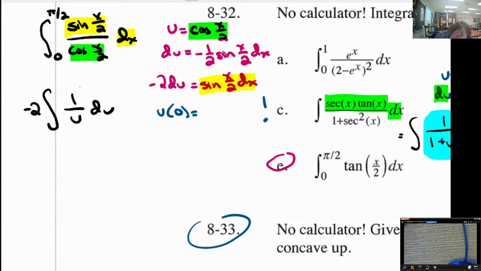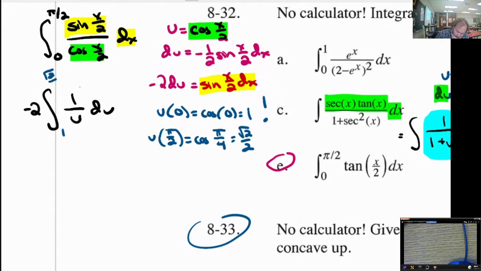u of 0 is the cosine of 0, and that is 1. But u of pi over 2, that's going to be the cosine of pi over 4, since we're looking for the cosine of pi over 2 divided by 2, which is what we decided our u was. And the cosine of pi over 4 is the square root of 2 over 2. So that's our new boundary up here, square root of 2 over 2, which is less than 1. We should keep that in mind when we do our calculation, but not that it matters too much.